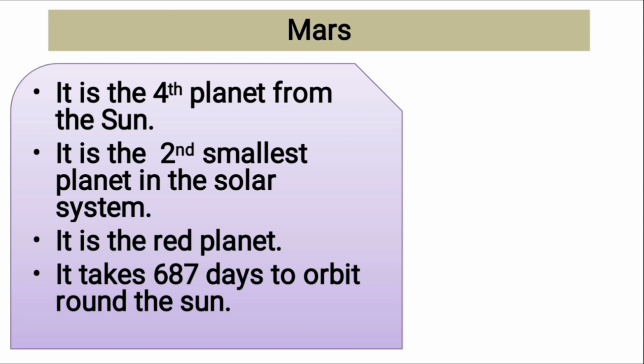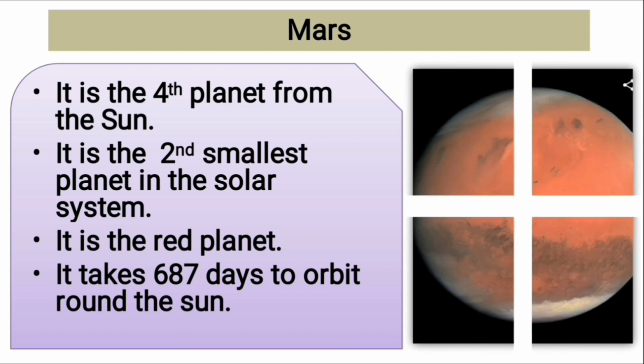It takes 687 days to orbit round the Sun. Mars can easily be seen from the Earth with the naked eyes, as can its reddish coloring. In this picture, we can see Mars.